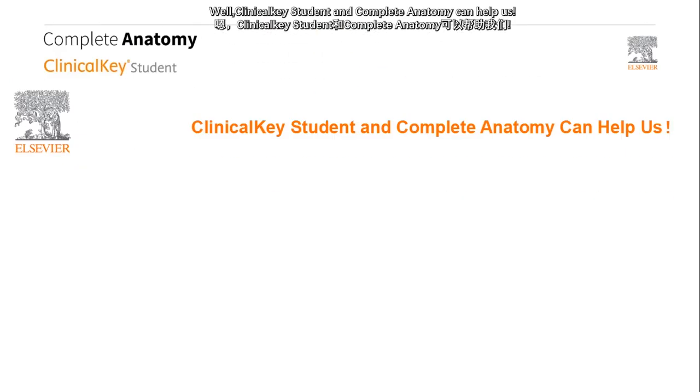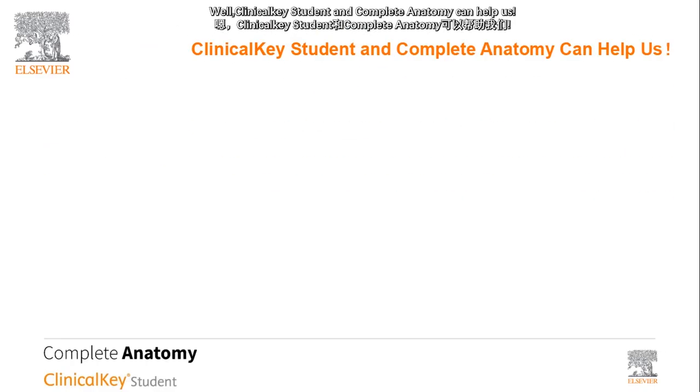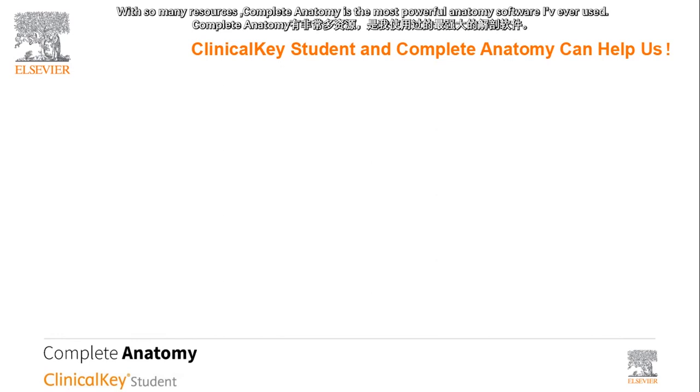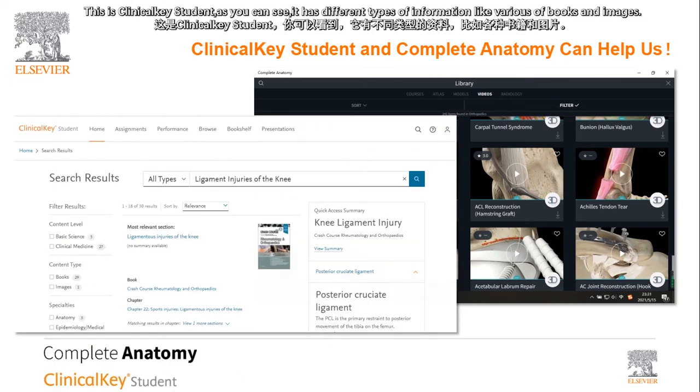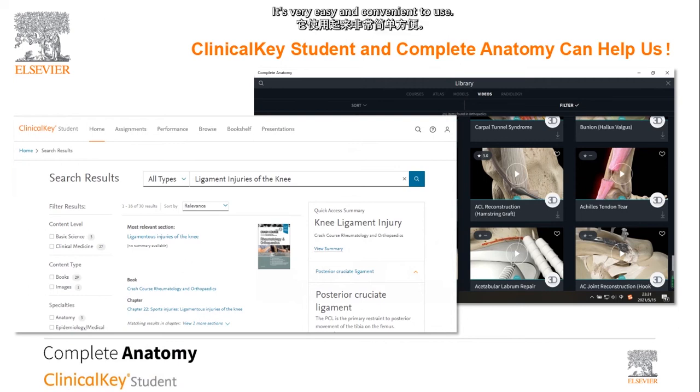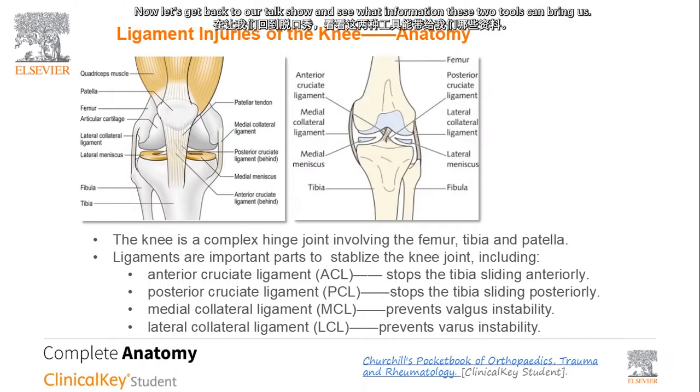Well, Clinical Key Student and Complete Anatomy can help us. With so many resources, Complete Anatomy is the most powerful anatomy software I've ever used. This is Clinical Key Student. As you can see, it has different types of information like various books and images. It's very easy and convenient to use. Now, let's get back to our talk show and see what information these two tools can bring us.